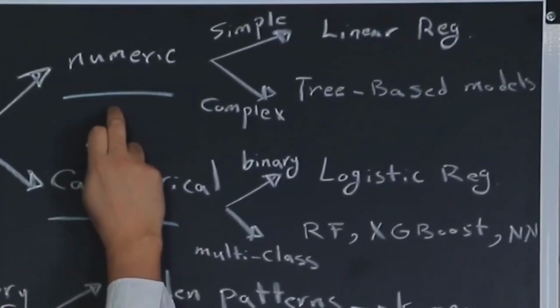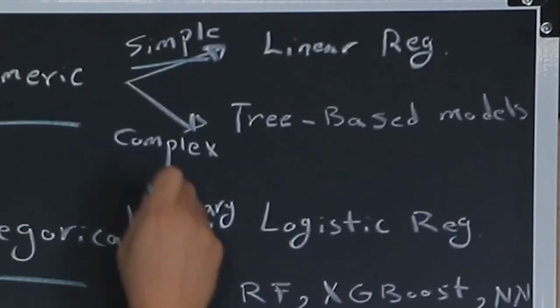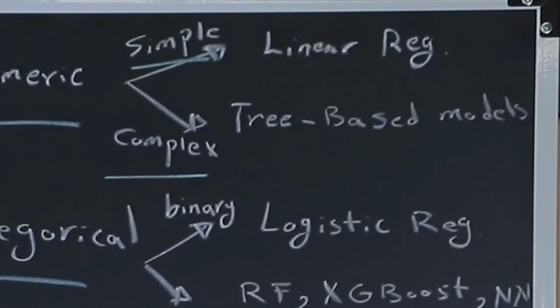If your target variable is numerical, you should generally use regression methods. Now, it depends if the relationship between your variables is simple, you use linear regression. If the relationship between our variables is more complex, we should use tree-based models like XGBoost, random forest, and so on.